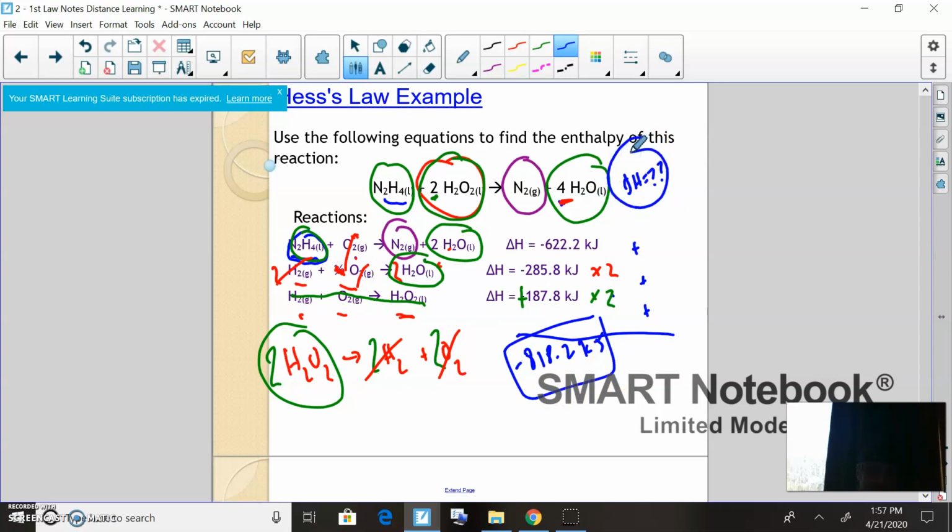So what I did in a rehash: the first thing you do is get the right reactants and products. If not, flip it. And then you start to cancel things out and make sure it matches the coefficients. And whatever you multiply the equation by, you also multiply this by, because this is the enthalpy coefficient for 1 mole of what it is.